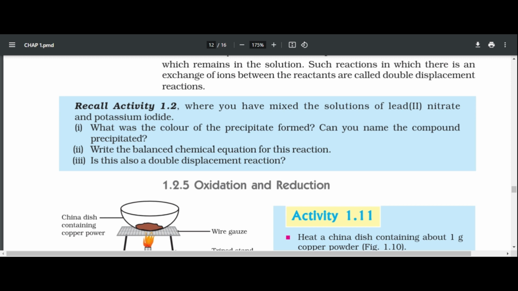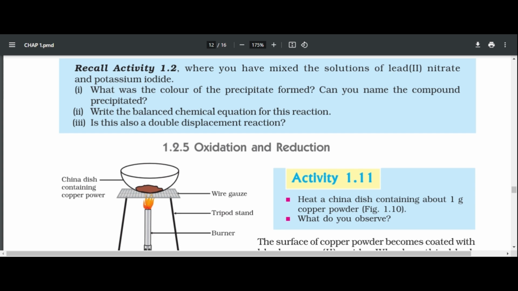What was the color of the precipitate formed? Can you name the compound precipitated? Write the balanced equation for this reaction. Is this also a double displacement reaction?